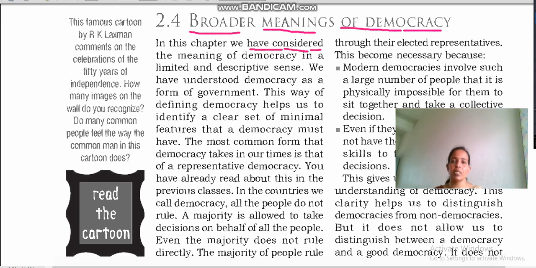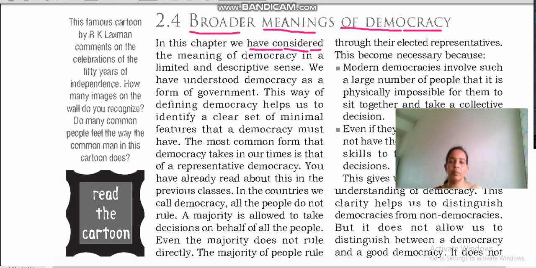In this chapter we have considered the meaning of democracy in a limited and descriptive sense. We have understood democracy as a form of government. This way of defining democracy helps us to identify a clear set of minimal features that a democracy must have. Through this discussion, we have studied the clear features a democracy needs.